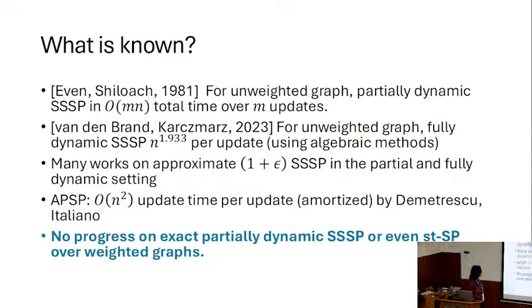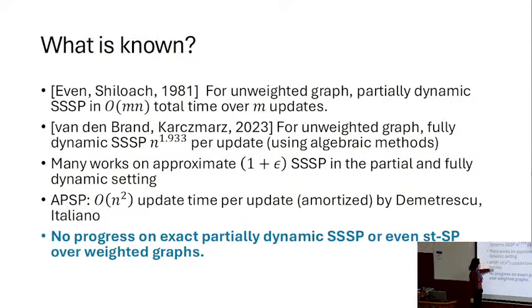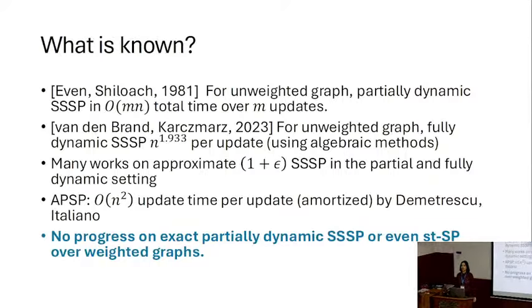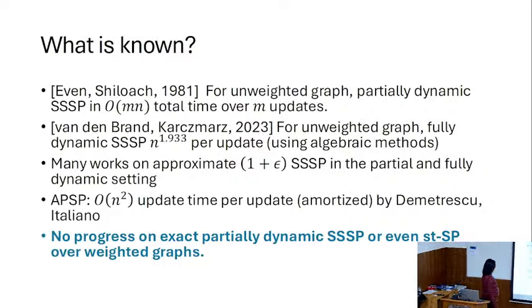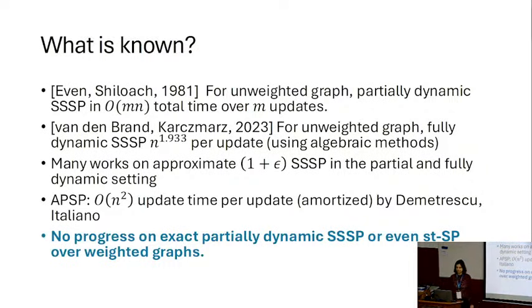In the partially and fully dynamic settings, there are too many of them for me to cite here, but some of the experts are here, so you can just ask them, and they can probably fill you in about these approximate computations. If you think about all pairs shortest path, there is again a classical algorithm which has order of n squared amortized update time per update. And this is again optimal. So for all pairs, we kind of know what is optimal, and that's in a fully dynamic setting.